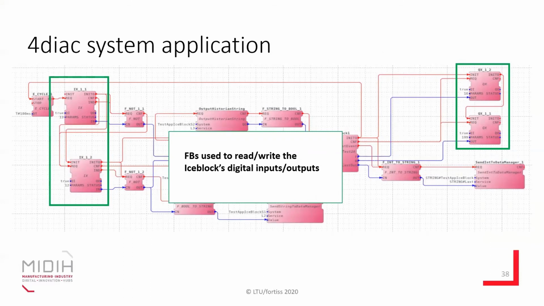Now, let's take a look at the individual blocks. The highlighted function blocks are used to write and read from and to the IceBlock inputs and outputs. To use these function blocks, it is necessary to activate the write module when compiling FORTE. You can find this information on the 4diac website.